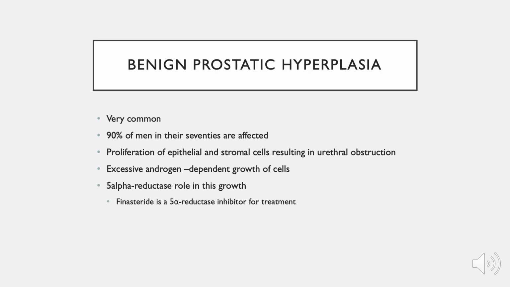The stromal and epithelial cells in BPH, or benign prostatic hyperplasia, are dependent on androgen, and that's why anything that decreases the level of androgen is used in the treatment of benign prostatic hyperplasia. For example, 5-alpha reductase inhibitors such as finasteride.